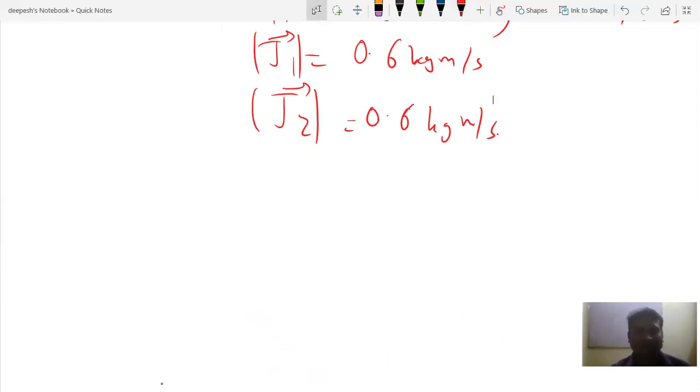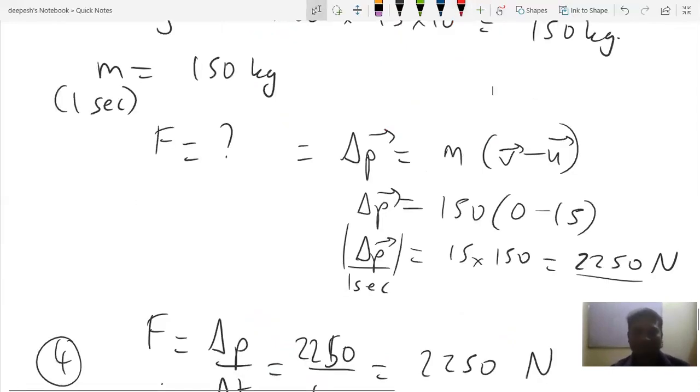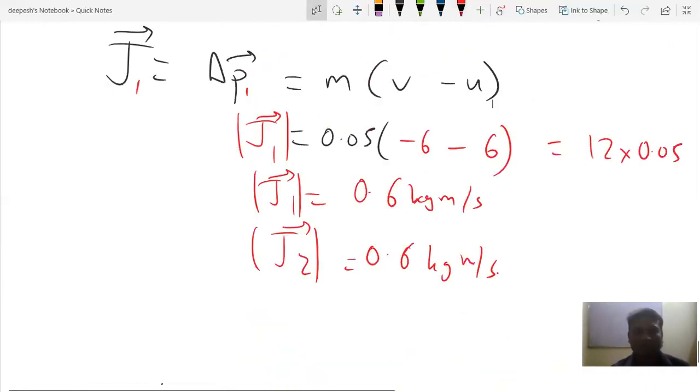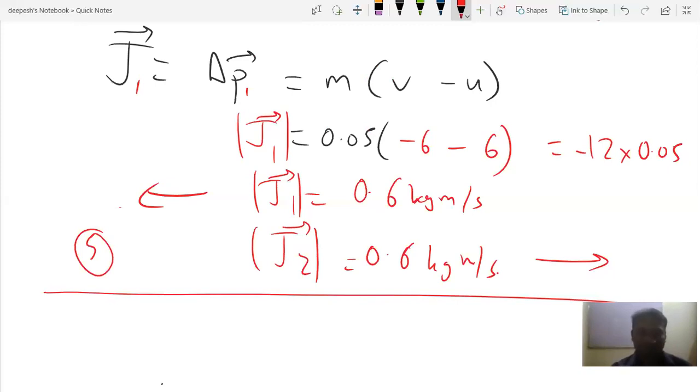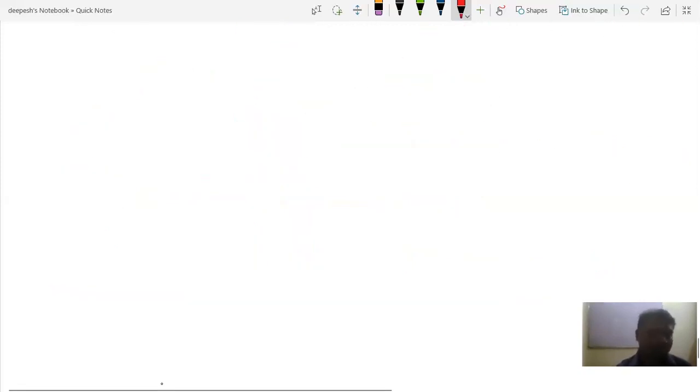For example, if I consider ball 1, what was our value? It was a negative value. That means the impulse imparted to ball 1 will be in the left direction. The impulse imparted to ball 2 will be in the right direction. So this is how we solve illustrative example 5. Moving on to illustrative example 6.